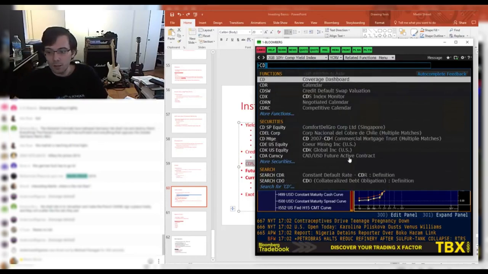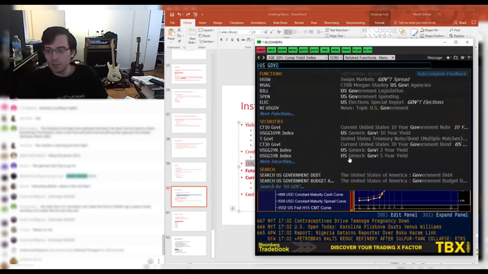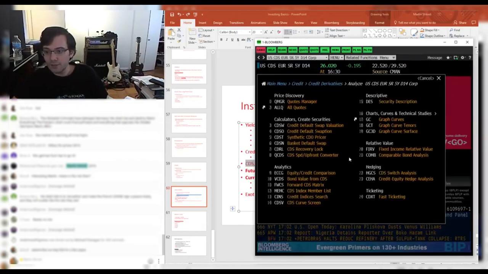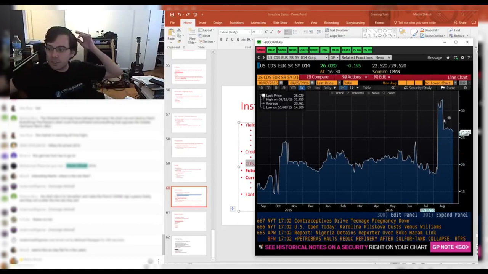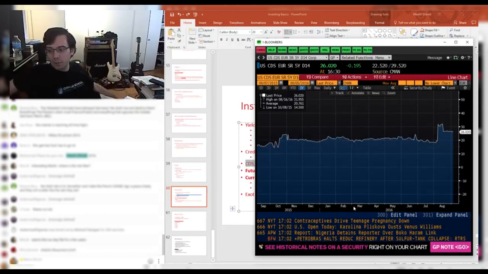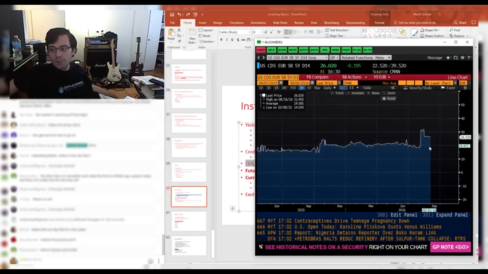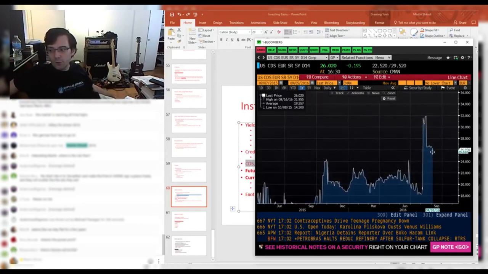So let's pick U.S. government CDS to look at. Well, the U.S. CDS is very, very low priced. It costs 26 basis points to protect an entire portfolio of U.S. government bonds. There's almost no risk of default. Now, if the presidential election goes in Trump's favor, I bet these will bounce up quite a bit.